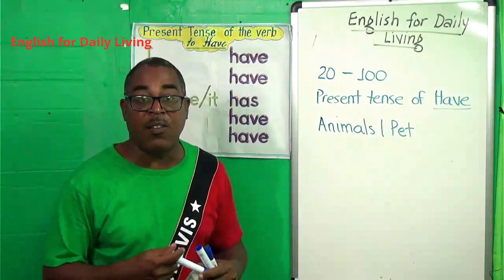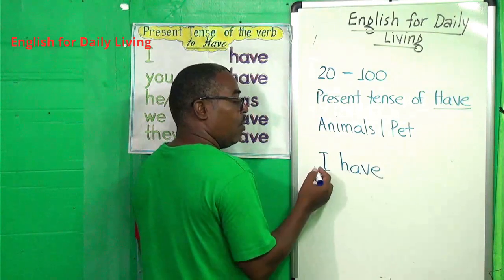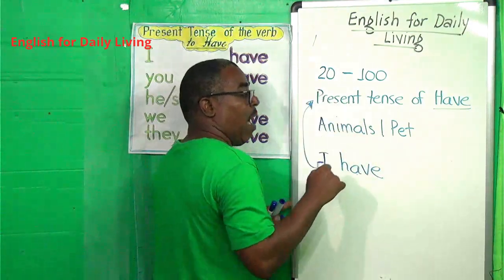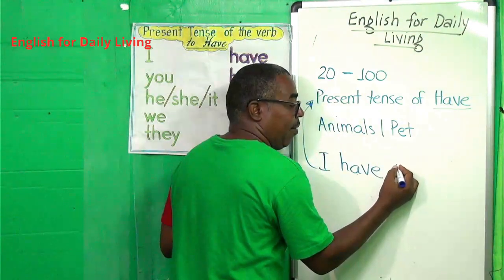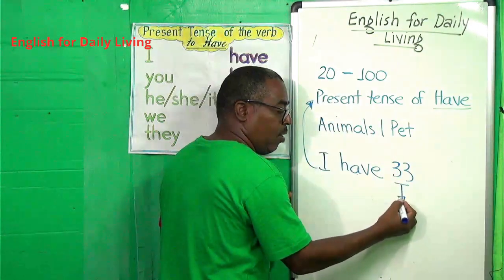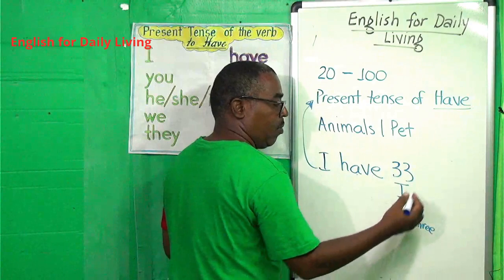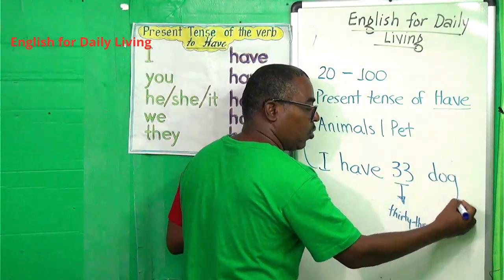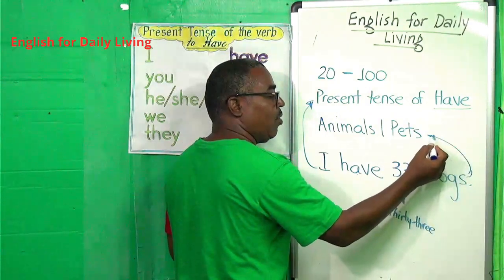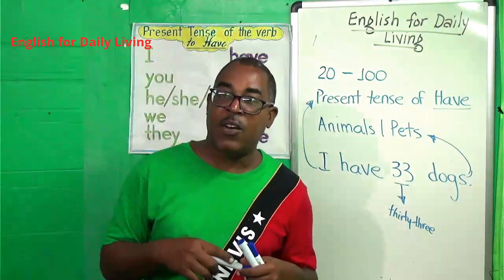So we integrated these three concepts. How many animals, how many pets do you have? I have, this is from the present tense of have. I have, now look at this, I have 33, numbers from 20 to 100, 33 dogs, animals or pets. I have 33 dogs. Very easy, we have integrated three concepts in today's edition of English for Daily Living.